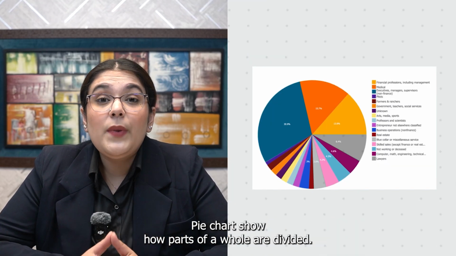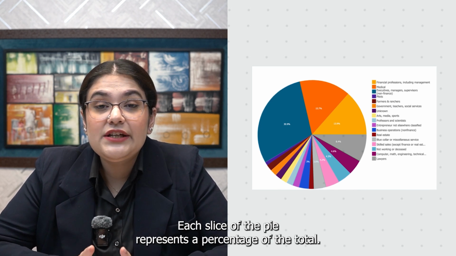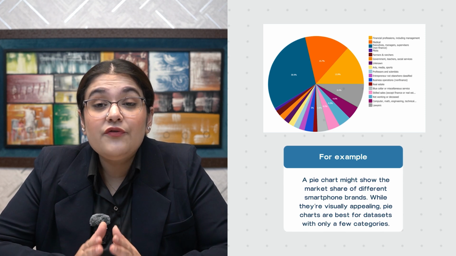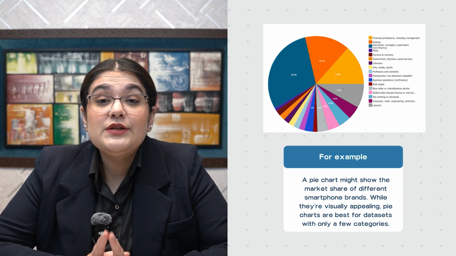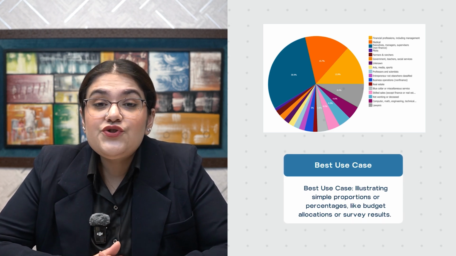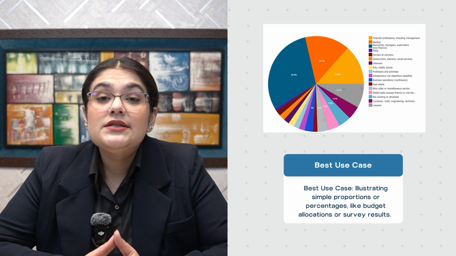Pie charts show how parts of a whole are divided. Each slice of the pie represents a percentage of the total. For example, a pie chart might show the market share of different smartphone brands. While they're visually appealing, pie charts are best for datasets with only a few categories. Best use case: illustrating simple proportions for percentages like budget allocation or survey results.